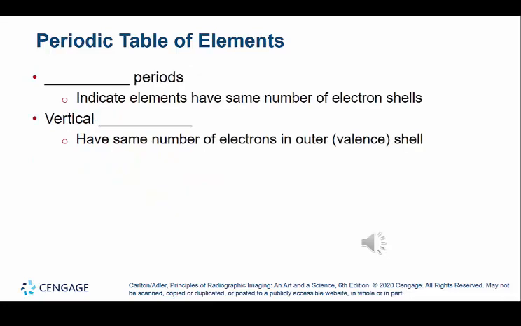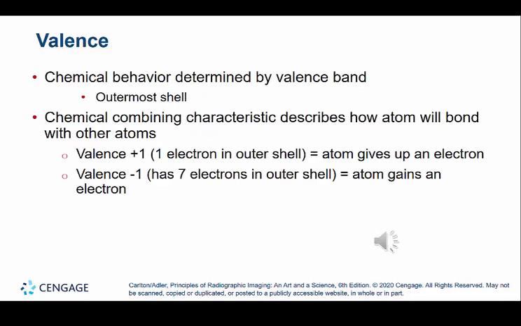Again, horizontal periods indicate the elements that have the same number of electron shells, while vertical groups have the same number of electrons in the outer or valence shell. The chemical behavior of an element is determined by the valence band, or the outermost shell. Chemical combining characteristics describes how atoms will bond with other atoms. So valence plus 1 means that there is one electron in the outer shell, which means the atom will likely give up that electron. Valence minus 1, or negative 1, means that there are 7 electrons in the outer shell, meaning that the atom will likely gain that one electron.